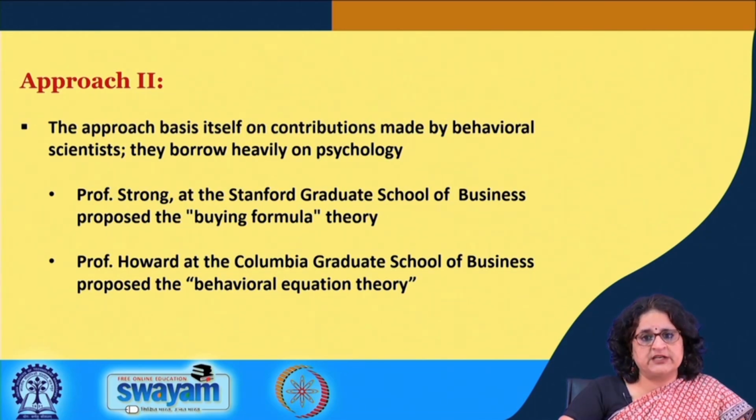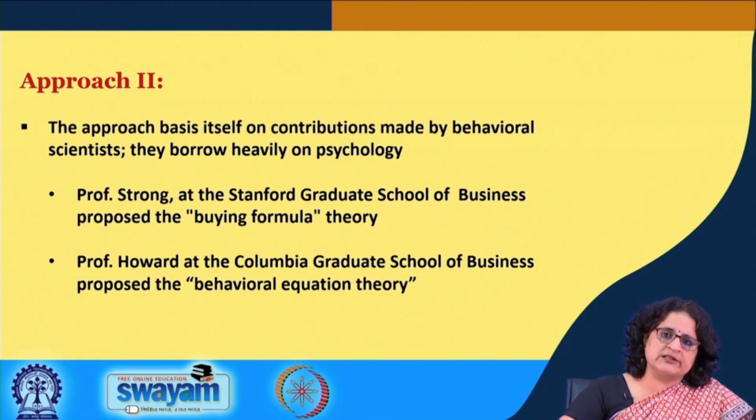formulate an appropriate strategy. This would require the salesperson to go into why he should be behaving the way he should be. So it actually means gaining insights into the prospect's mindset, gaining insight into the prospect's needs, wants, and preferences. Professor Howard at the Columbia Graduate School of Business also proposed another theory, which is the behavioral equation theory, which again gives a lot of emphasis on how a consumer would react and behave given the stimuli presented by the salesperson.